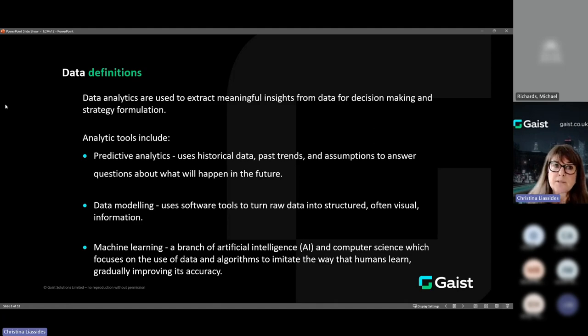So when we're talking about data analytics, we're talking about, again, various tools. The tools that we can use and will want to use are predictive analytics. That's about using historical data. What data do you have in the past? What does that show you about certain things? Any past trends, so performance trends, for example, red, amber, green trends, anything that you've got that would be useful to show how your network performs, and any assumptions that we can answer questions with.